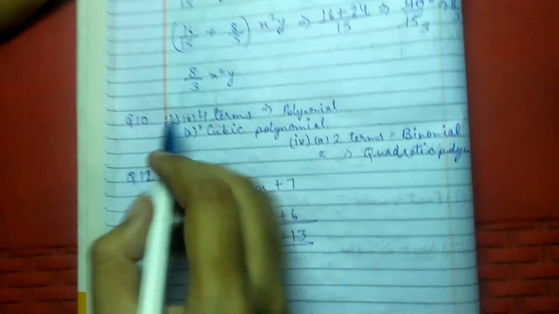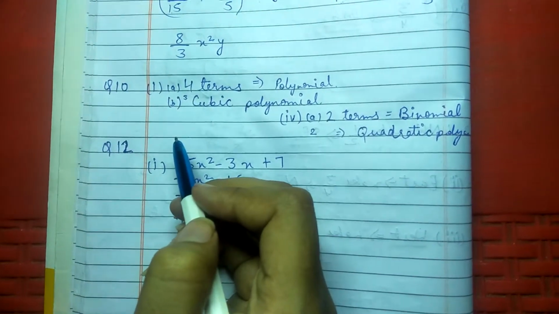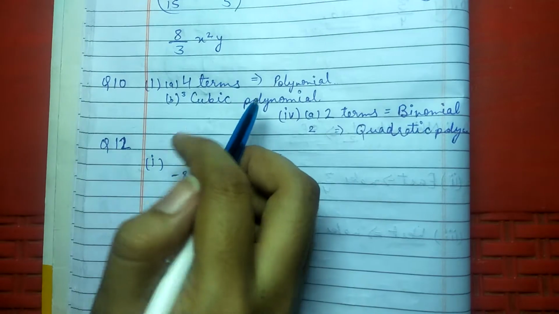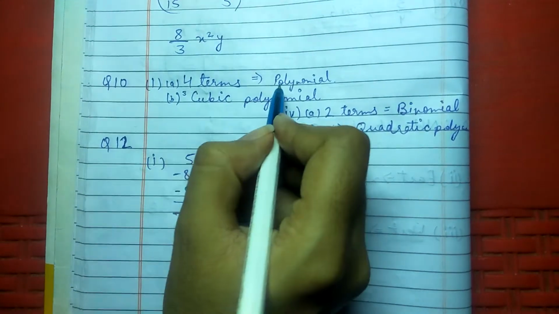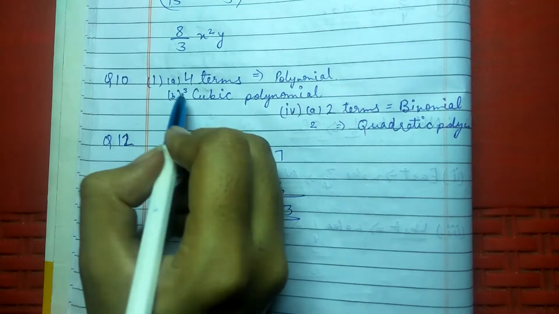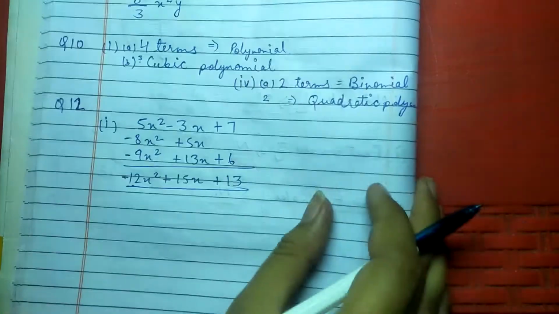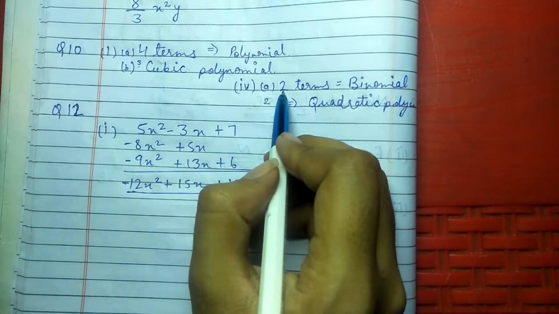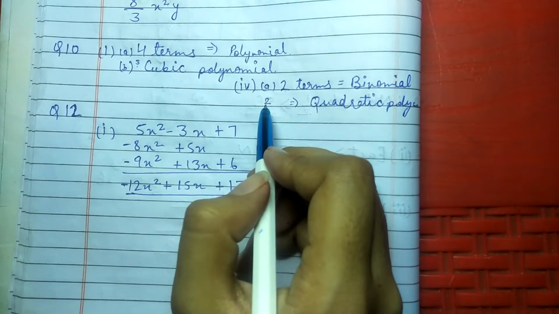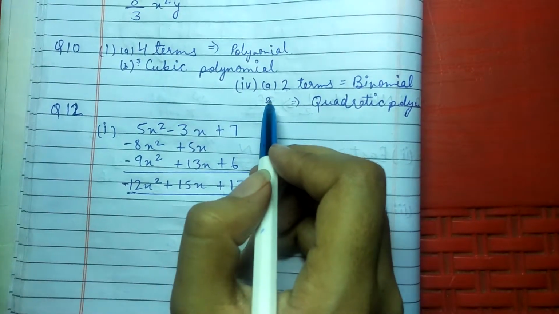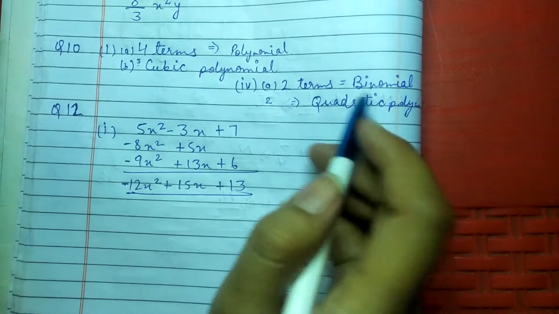Then the 10th question is asking us for the terms and the degrees of the terms of the polynomial given in the equation. The first equation has 4 terms, so it is a polynomial, and the highest degree is 3, so it is called a cubic polynomial. Then the fourth part has 2 terms, so it is called a binomial, and the highest degree, meaning power, is 2, so it is a quadratic polynomial.